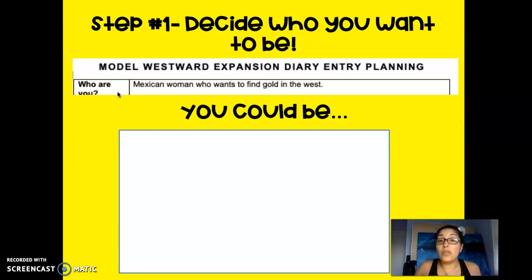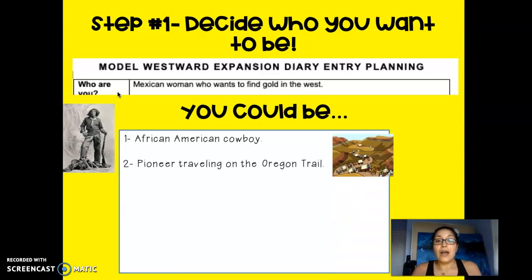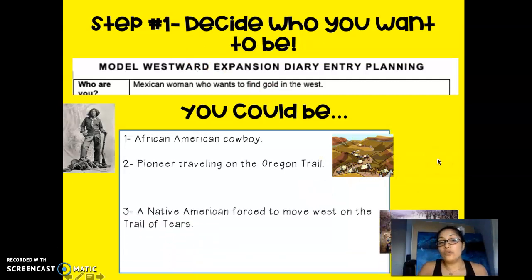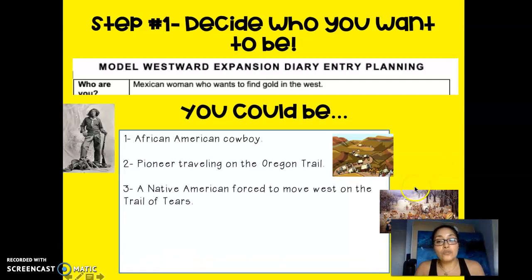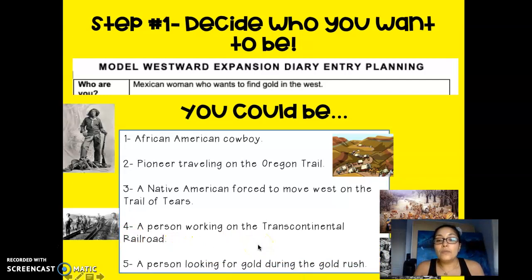You could be one of these people. You could be an African American cowboy because we read about that. You could be a pioneer who traveled on the Oregon Trail in the West in a wagon with their family. You could be a Native American who's forced to move west on the Trail of Tears. We read about that too. You could be a person working on the Transcontinental Railroad, or you could be a person looking for gold during the gold rush, okay? So the first 3 here are the ones that we've read about in class.